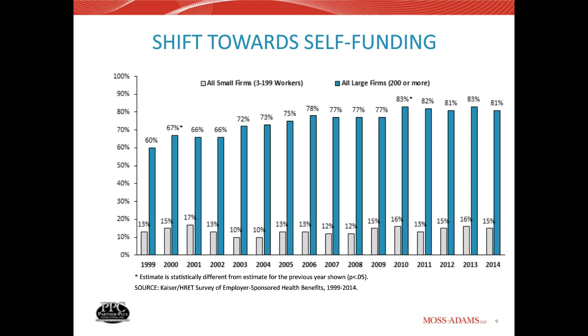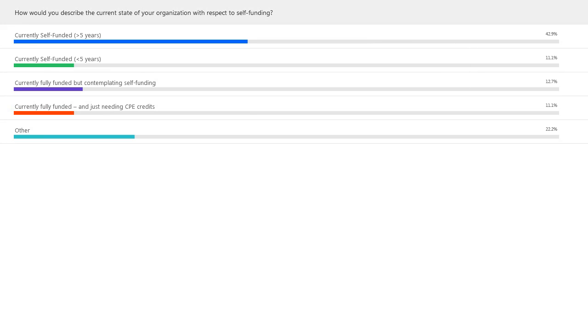Let's move this one along and see how everyone did. Wow, awesome. So 45% of the audience are currently self-funded, and it's a good mix: they've been self-funded under 5 years, or they're contemplating, both around 12%, but 45% have been self-funded for over 5 years. I think this is great to see. And thank you to the 12% of you for being here for CPE. We appreciate that, too.